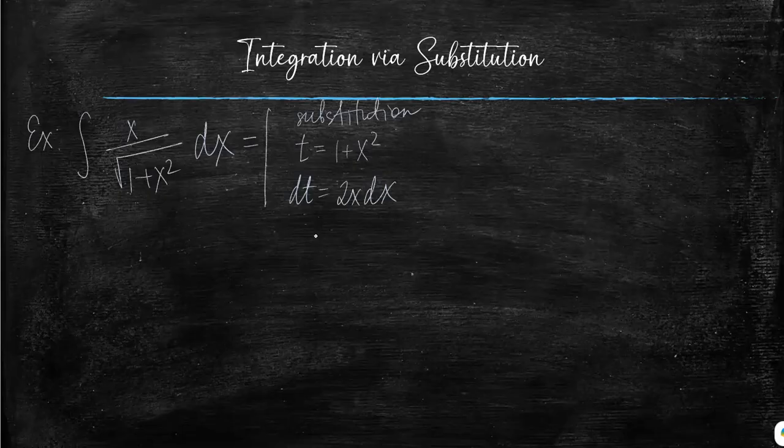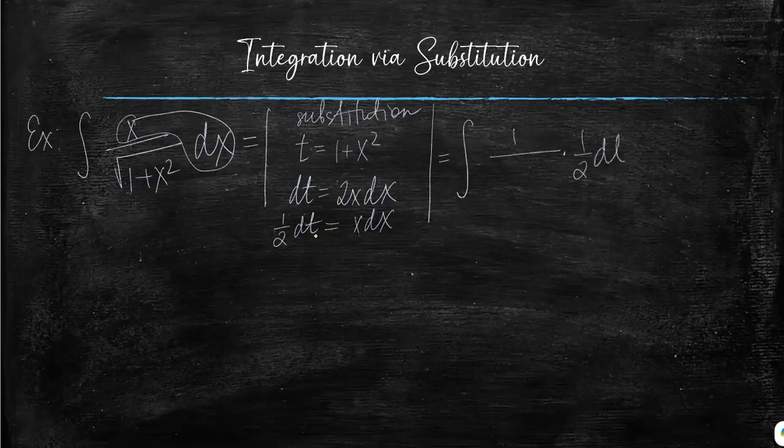Because I see I don't have 2x dx, I'm going to push this a bit further and write x dx as 1/2 of dt. And now I'm going to substitute everything in. Instead of x dx, I'm going to write 1/2 dt. And in the denominator, instead of square root of 1 plus x squared, I'm going to write square root of t. Do you see how every instance of x got eliminated, and we have nothing but the integrand in terms of t? That means you've made a successful substitution.